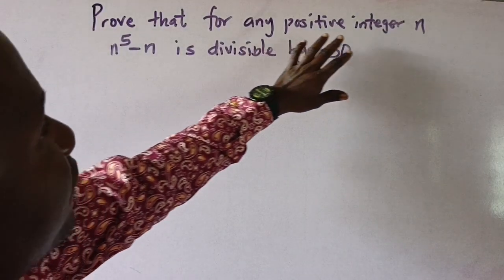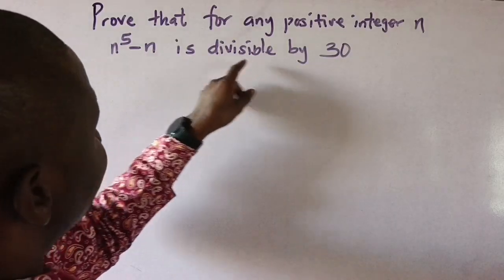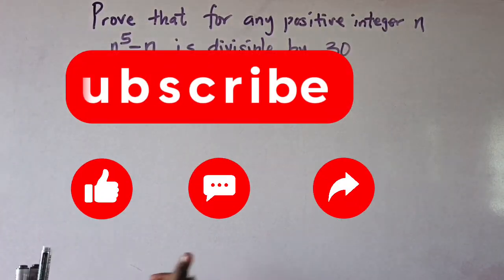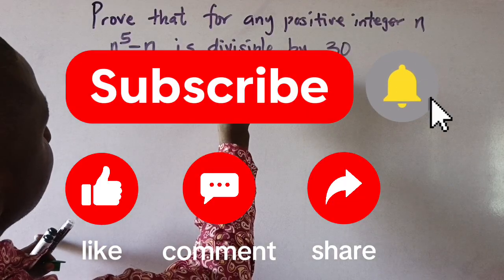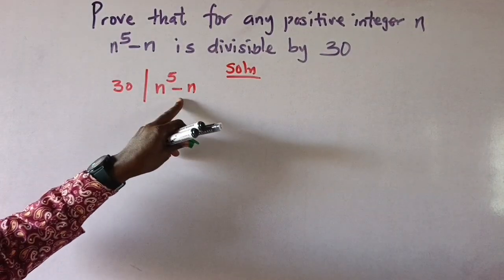Prove that for any positive integer n, n raised to power 5 minus n is divisible by 30. So that is the question we want to prove. Let's check for some numbers before we generalize it. That is, n raised to power 5 minus n is divisible by 30.